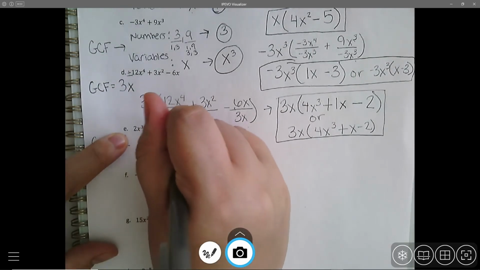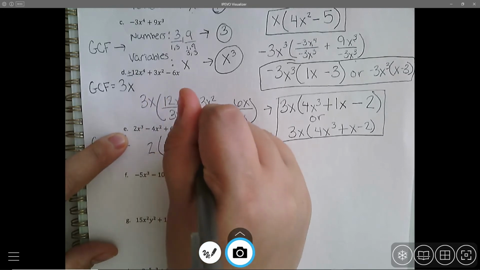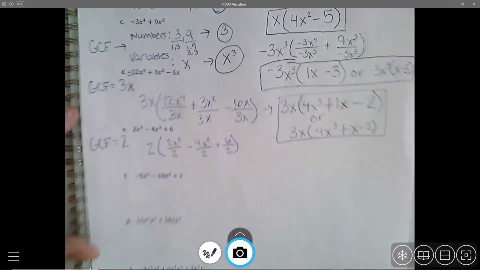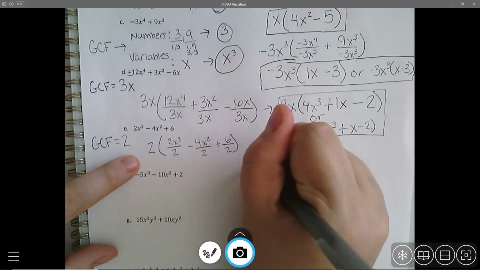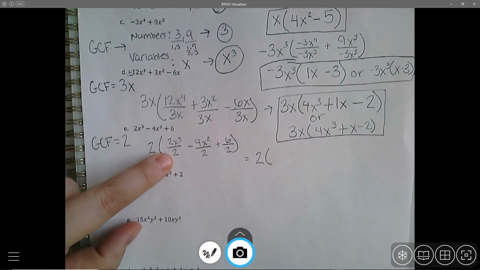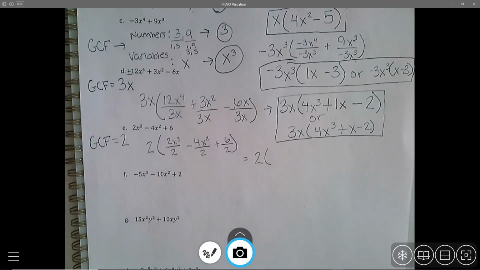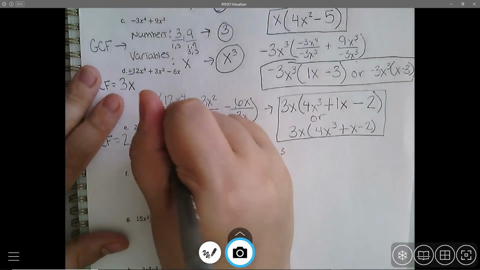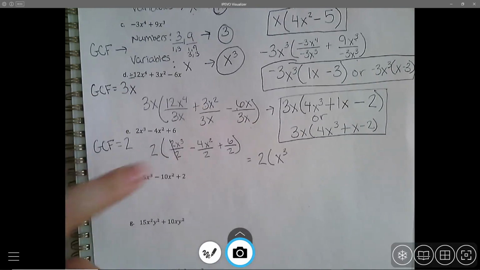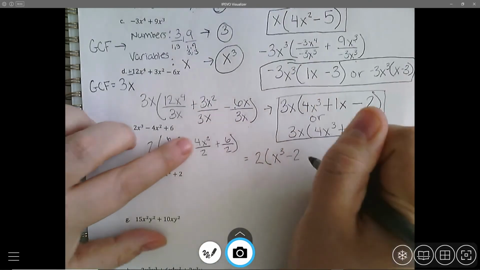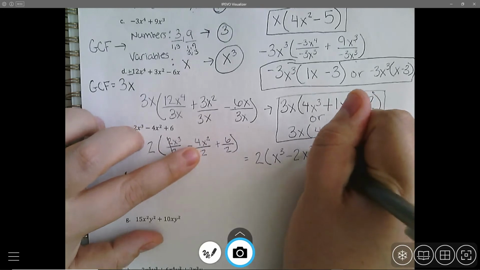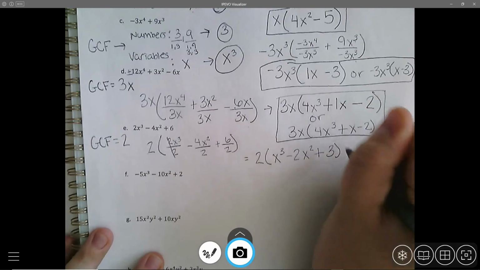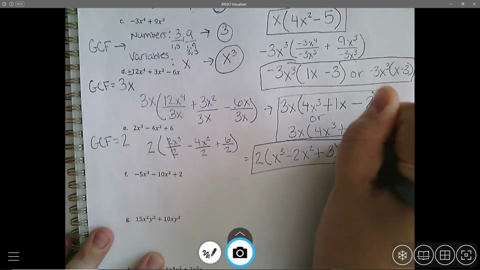So I'm going to take 2x to the power of 3 divided by 2, minus 4x squared divided by 2, plus 6 divided by 2. So now I get a final answer of 2 times, 2 divided by 2 is 1. I'm not going to write the 1 this time. I had x cubed, I didn't take away any, so I'm just left with x cubed. Negative 4 divided by 2 is negative 2. X squared, I didn't take away any, so it stays x squared. Plus 6 divided by 2 is 3. There would be my final answer.